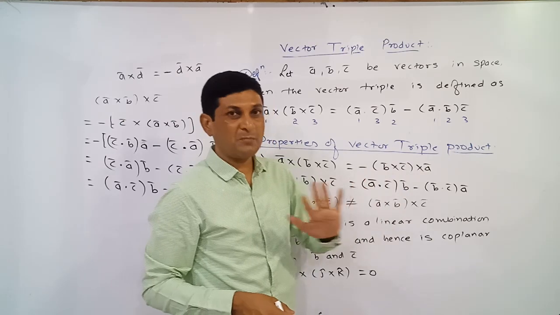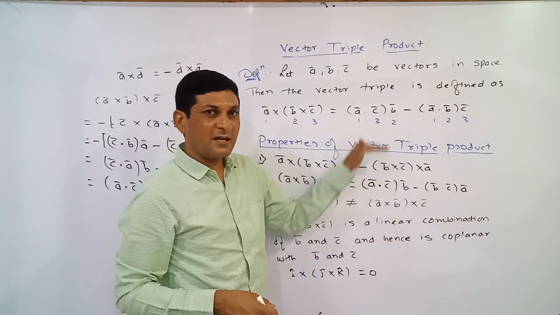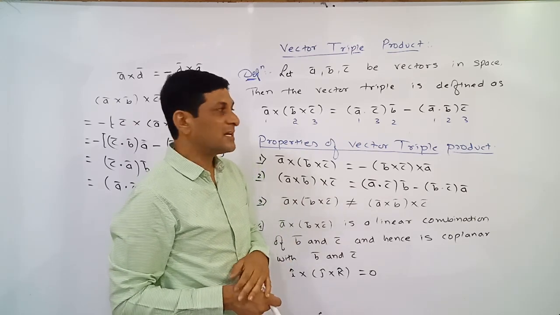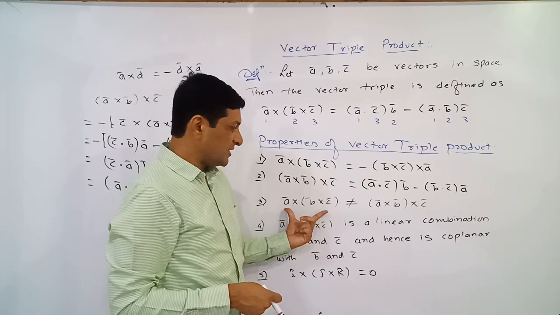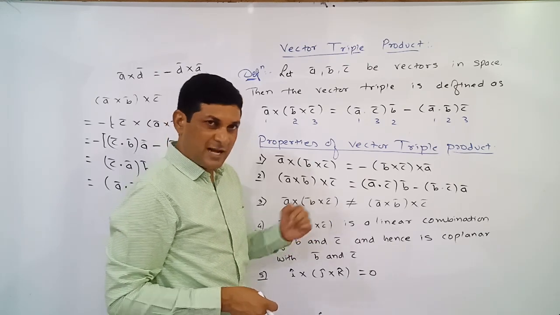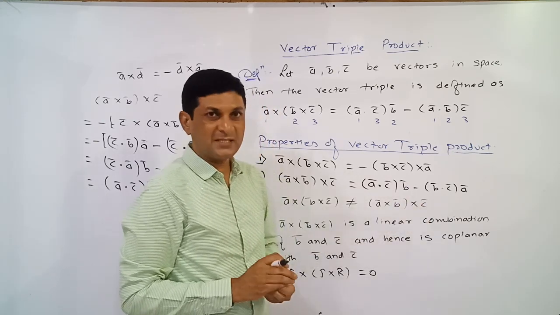Here the value is in terms of B bar and C bar. We can observe that these right hand sides are unequal, and since the right hand sides are unequal, that's why we can say that these left hand sides are also unequal. That's why we can say that A bar cross B bar cross C bar is not equal to A bar cross B bar cross C bar, isn't it?